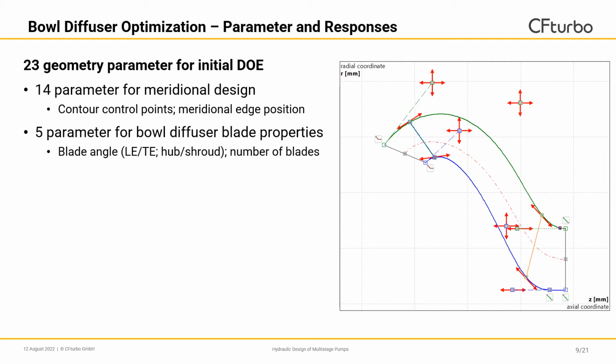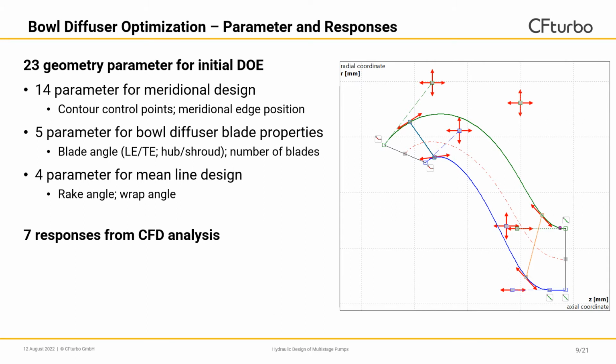Additionally, we were able to modify 5 parameters for the bowl diffuser plate properties. So these were mainly plate angles for the leading edge and trailing edge at different spans, so hub and shroud, and we also were able to modify the number of plates of the bowl diffuser. And we had 4 parameters for the mean line design, so these were mainly the rake and the wrap angle at different spans.